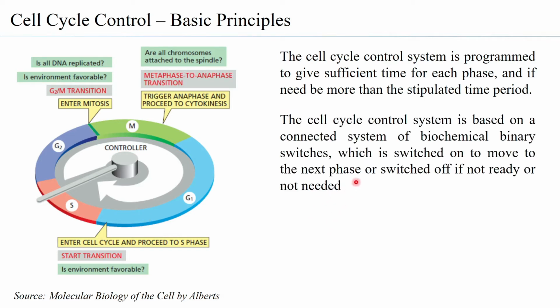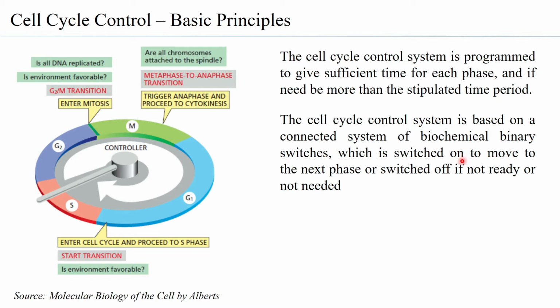Now, as mentioned earlier, the cell cycle control system is based on a connected system of biochemical binary switches. So in layman's terms, whatever biochemical changes are happening, they tend to either switch on the system or they tend to switch off the system.